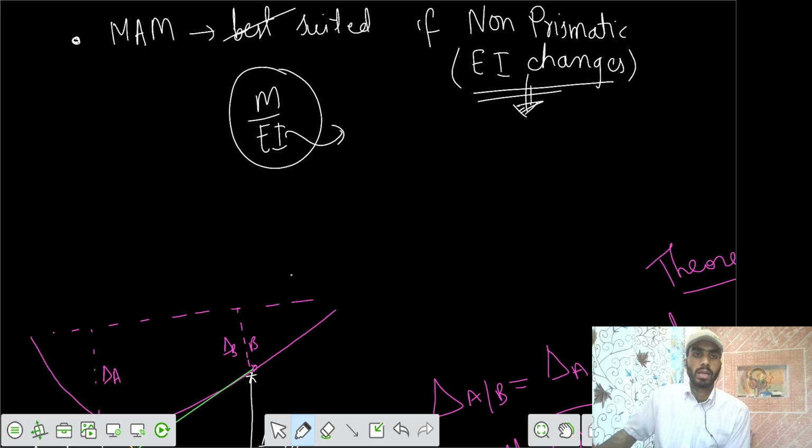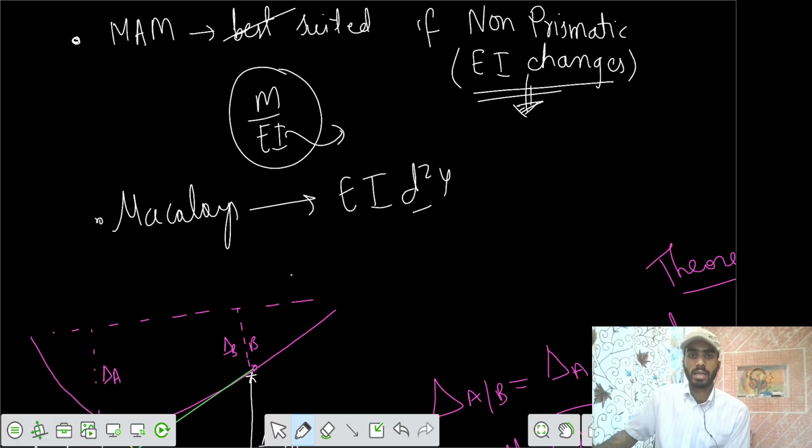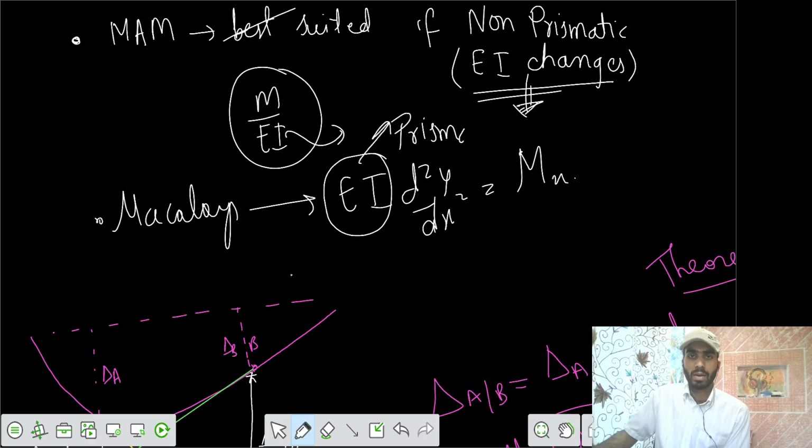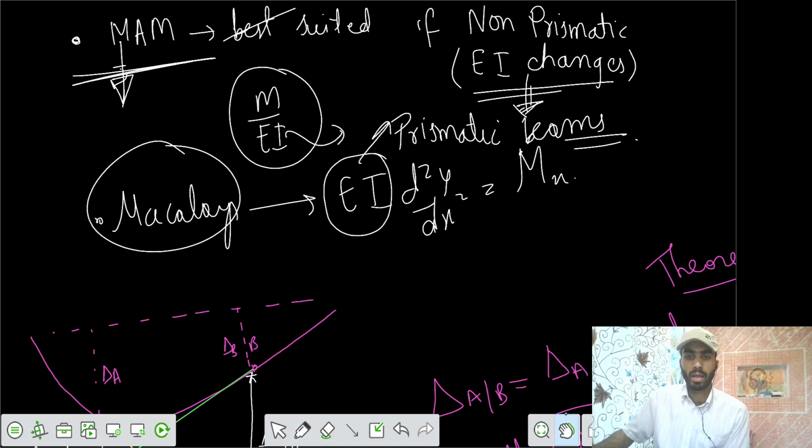Then if you have Macaulay's method, there EI d2y by dx2 equals some moment Mx. There we said that EI should be constant. It was only applied to prismatic beams, where EI was constant. So the moment area method is an advantage over Macaulay's method.